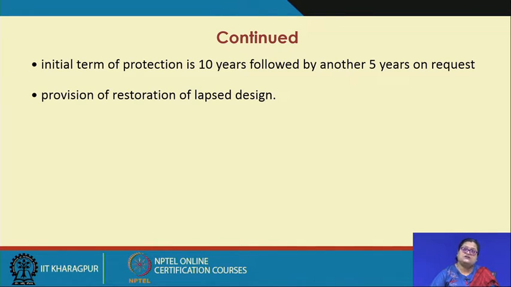So, the initial term of protection is for 10 years, which is followed by another 5 years on request, and there is provision of restoration of the lapsed design, because it has its artistic value, so it can be referred to. So, provision for the restoration of that lapsed design is also there.